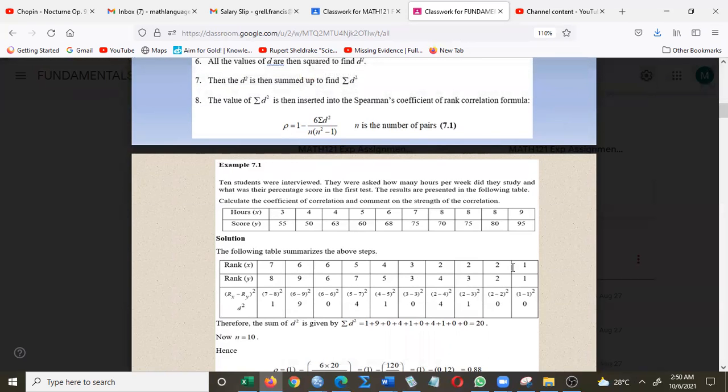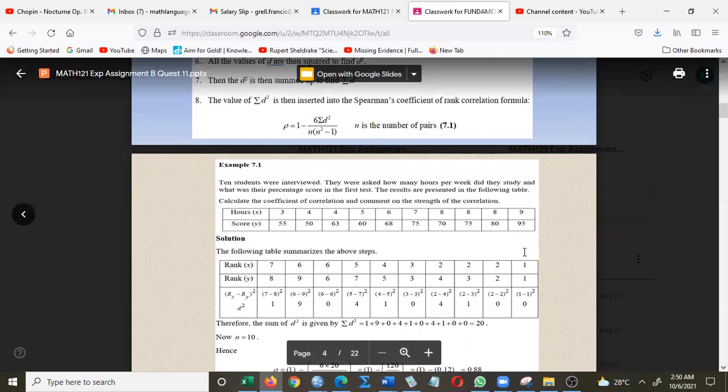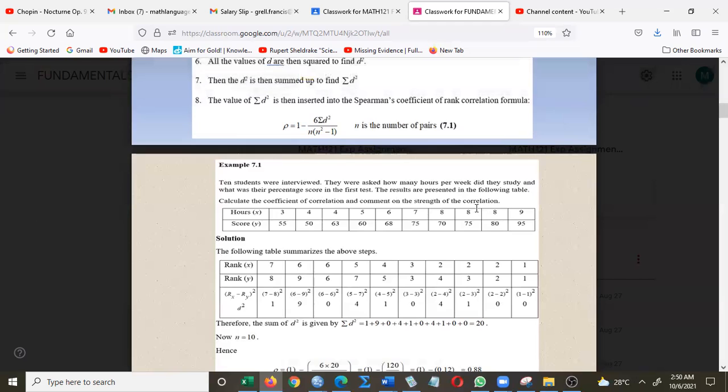In the rank, here it is: 1, because of 9. 9 is the highest X, so 9 gets a rank of 1. 8 is the second highest, so it gets a rank of 2. Now, since there are three 8s, you have a tie, so each of them gets a rank of 2. 2, 2, 2. Then 7 is the third highest, it gets a rank of 3.